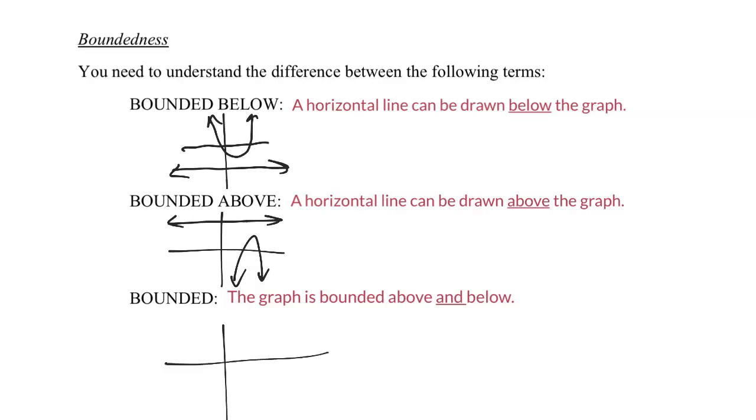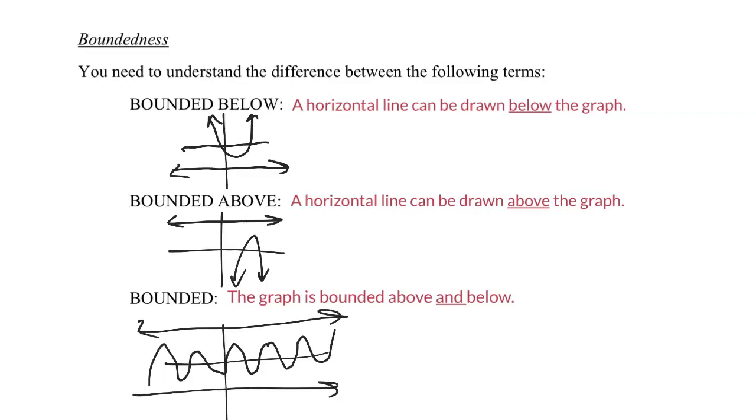So we're going to discuss a function in the second part of this class, the sine and cosine graphs, that is a bounded function, and the reason for that is because it looks something like this, like a wave, and it goes in this direction also. This is a very rough drawing, by the way, but I can draw a horizontal line above that graph, and I can draw a horizontal line below that graph, so it is both bounded above and below, and therefore it is called simply bounded.